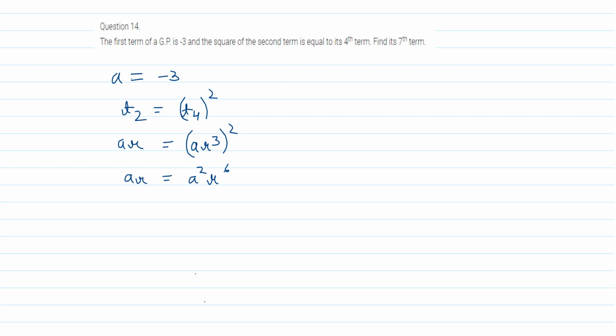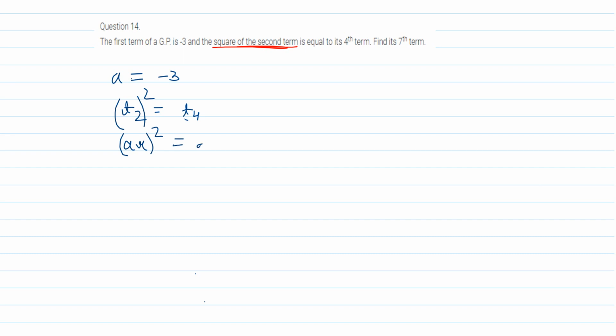The square of the second term is equal to its fourth term. Okay, sorry students, we have done it in the wrong way. So what is given to you is the square of the second term. So I have to square the second term, and it is equal to its fourth term. So here we'll be writing (AR) square is equal to AR cube.